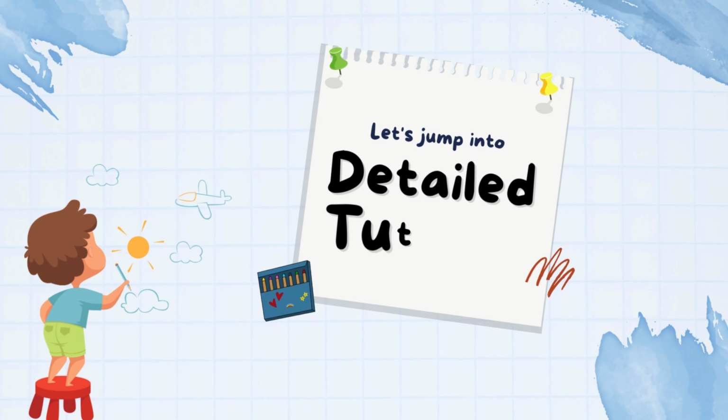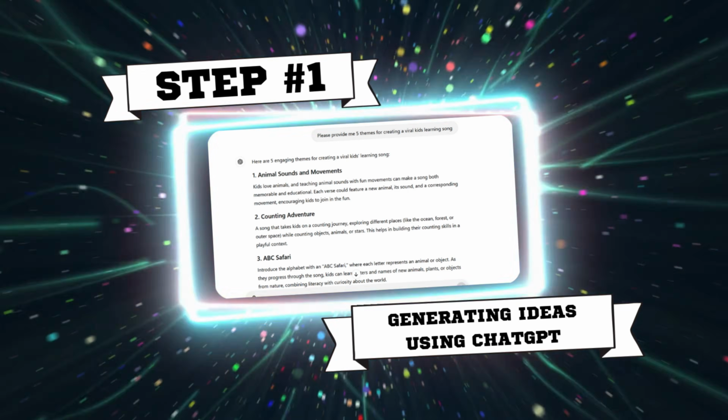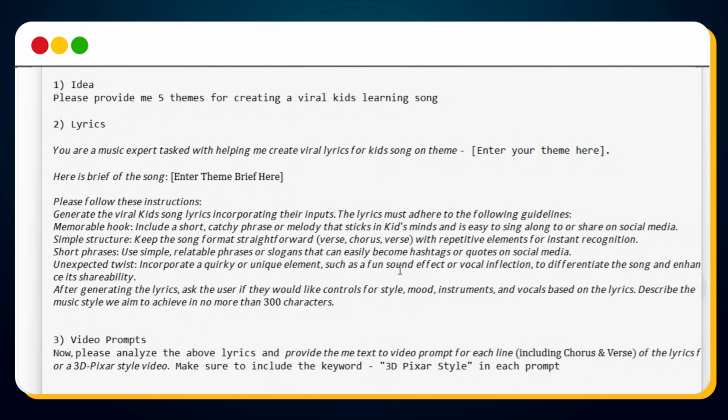Now, let's jump into the tutorial. Our first step is to come up with an idea for our viral kids video. To make this easy, I've created some amazing prompts, which you'll find in the description below. For generating ideas for our kids' learning song, we'll use the first prompt. You can adjust the number of ideas based on your preference. In this tutorial, I'll go with 5 ideas.